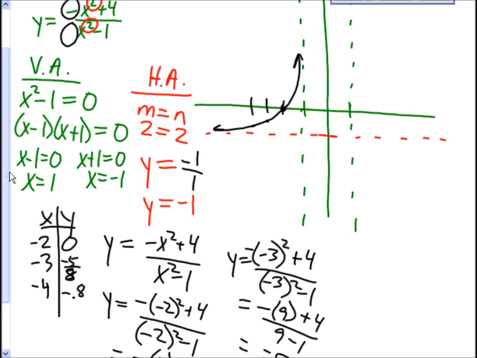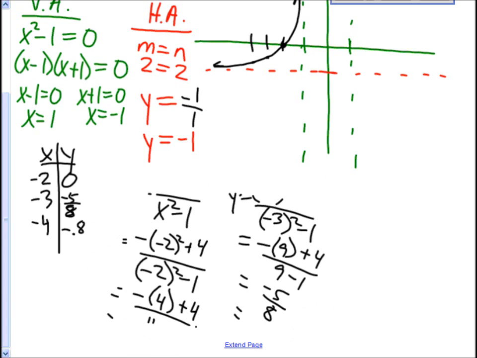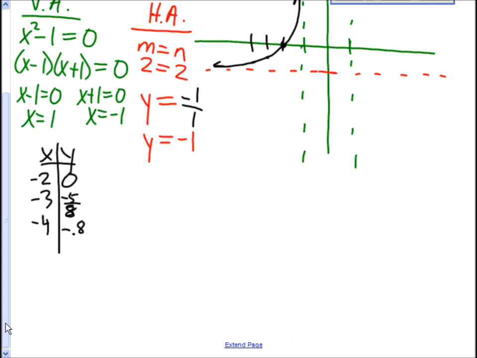Okay, so now let's plug in some points between those two vertical asymptotes. Now our two vertical asymptotes are negative 1 and 1. So definitely we're going to plug in 0. Then you want to know what's going on between 0 and 1, so maybe a half. Want to know what's going on between 0 and negative 1, negative 0.5, and so on.